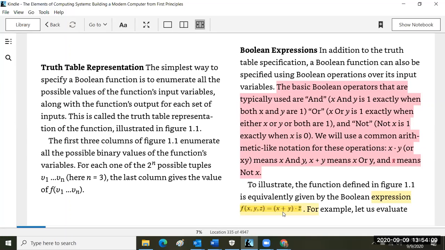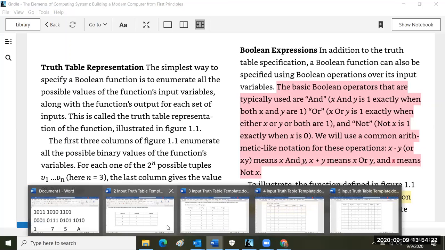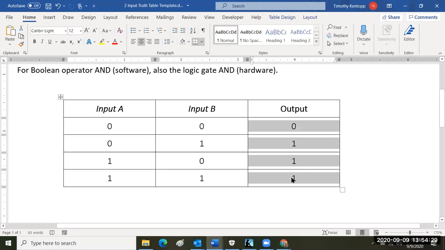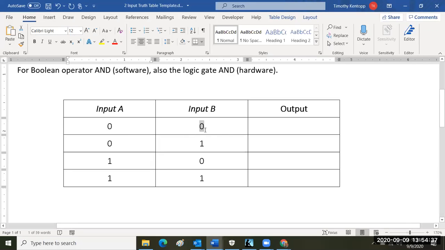Just remember that or is if input 1 or input B or input C or input D or input F is a 1, then the output is a 1. So how does and work? With and, they both have to be 1 for the output to be 1. Input A and input B has to be 1 or true in order for the output to be 1.